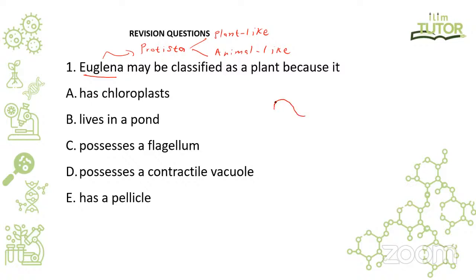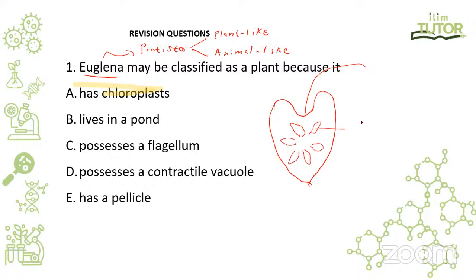So, this is what euglena looks like. You may see some things like this. These things are called chloroplasts. This is the flagellum. Now, the flagellum is actually an animal characteristic. One plant characteristic that you cannot argue with is the presence of chloroplasts.